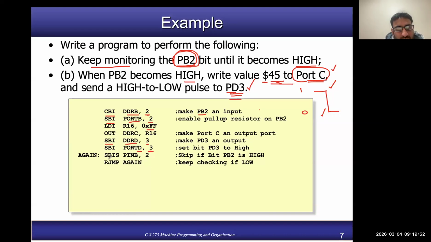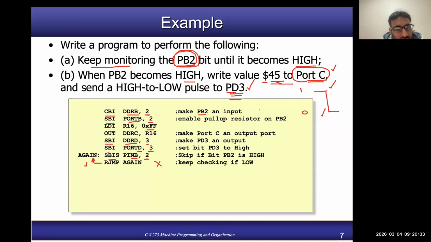So here we are saying skip the next instruction if bit 2 of the pin B register is set equal to 1. And what is the next instruction? The next instruction is a relative jump to again, which is basically saying go back to the same instruction. Effectively, if the pin is set to 1, then skip the next instruction, don't execute this one. But if it is not set equal to 1, then this instruction will be executed, which means that control will go back to the same instruction.